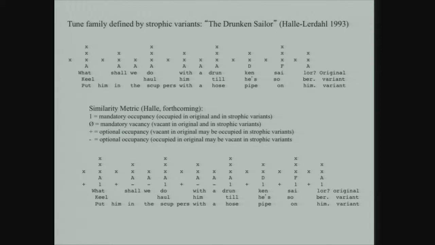And so what that means is that when you say drop out the second, third, and fourth syllable in "keel haul him till he's sober," the minus signs there in the grid, in the fourth and fifth positions, indicate that you can do that. The plus position prior to that means it's a position that's not in the original, but it's available to you to insert something if you need it, okay? And that's why you can go "put him in the scuppers with the hose pipe on him." So that position is available for you to occupy.